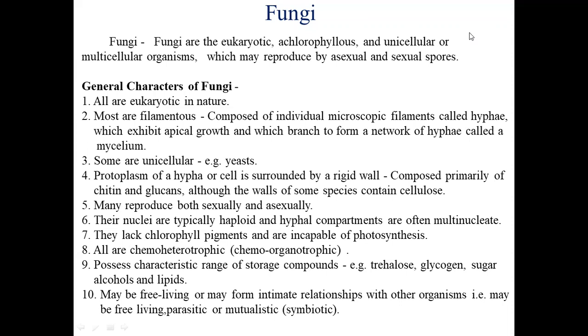Fungi are eukaryotic, achlorophyllous, and unicellular or multicellular organisms which may reproduce by asexual and sexual spores. Particularly, fungi are eukaryotic. Eukaryotic means a well-defined nucleus. The well-defined nucleus includes the nuclear membrane, nucleotides, and nucleoli. These are some of the parts of the well-defined nucleus. That's why it is known as eukaryotic in nature.